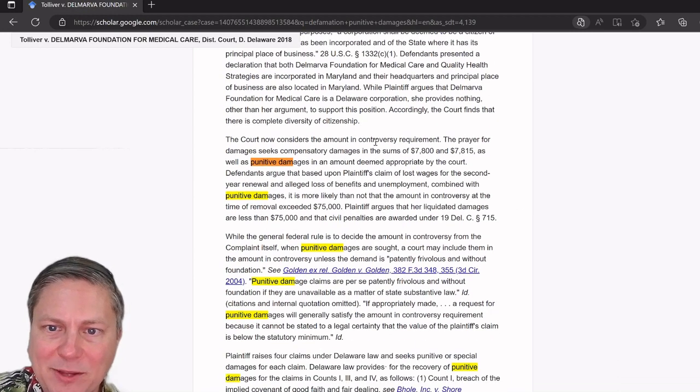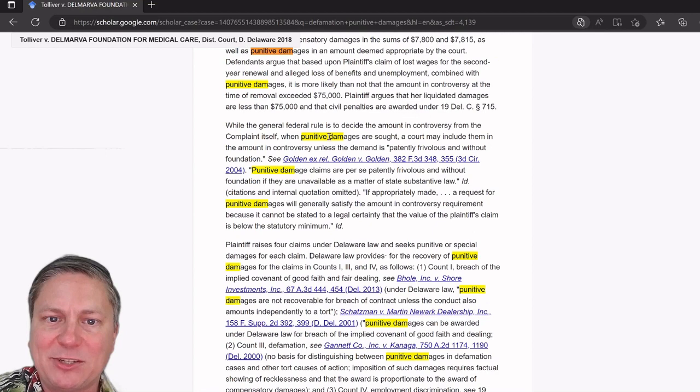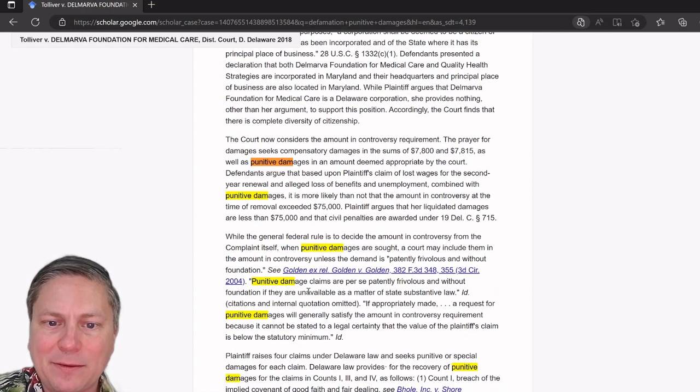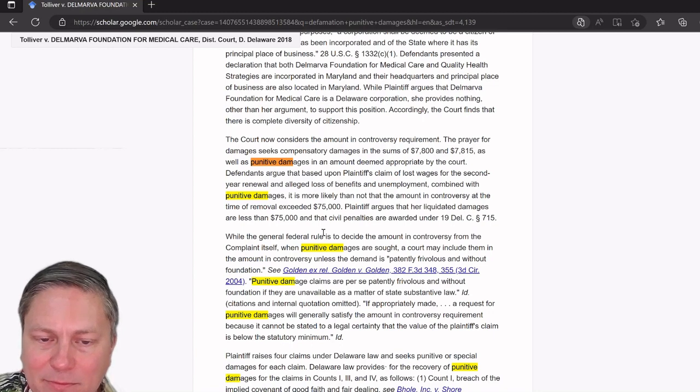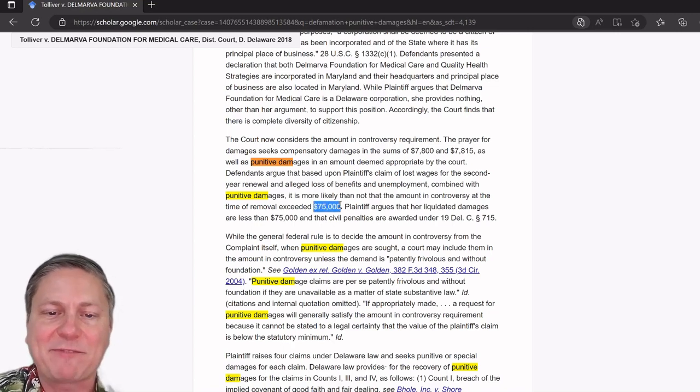Yeah, so it's talking about something, an amount in controversy requirement, which is how much you have to claim to get into certain courts. And they're basically asking, do the punitive damages count for that for federal court? So the court can include the punitive damages in the amount. You see the $75,000 to get into federal court under this one particular.